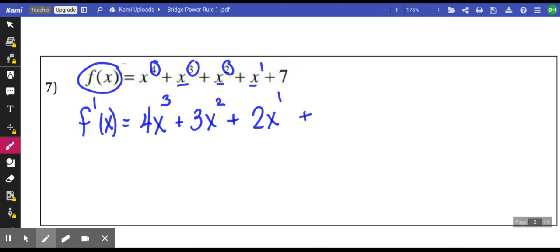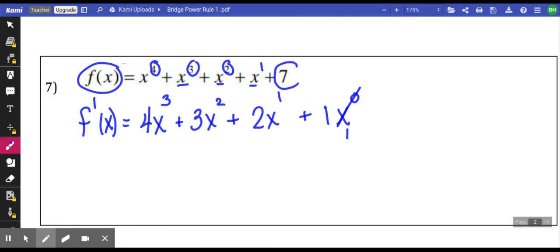So let's think about this. If I bring the 1 down and I subtract 1, I get x to the 0. Well, what is x to the 0? x to the 0 is just 1. So this becomes just a 1. 1 times 1 is 1.